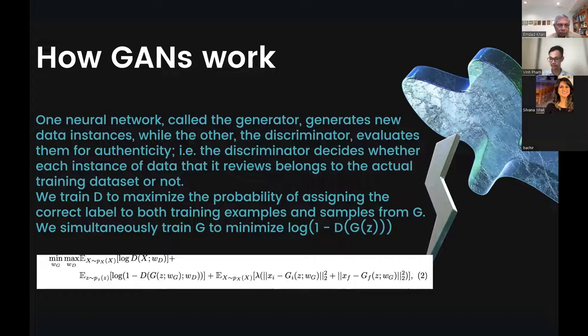G means the generated video. D is the discriminator. And what is G here? G here is kind of a latent code from a Gaussian distribution, because we are trying to normalize the video and make it into the Gaussian distribution.